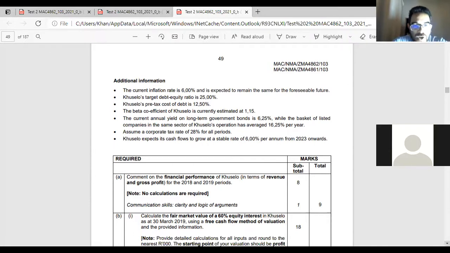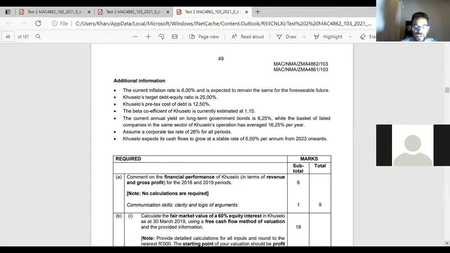The beta coefficient of Kuselo is currently estimated at 1.15. The current annual yield of long-term government bonds is 6.25, while the basket of listed companies in the same sector is 16.25. Assume a corporate tax rate of 28%. Kuselo expects cash flows to grow at a stable rate of 6% per annum from 2023 onwards.